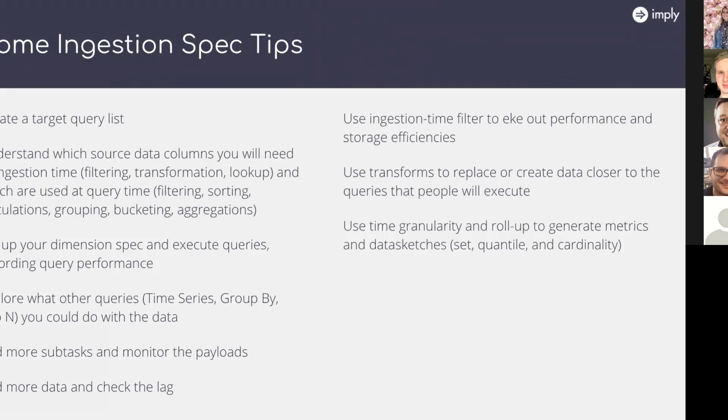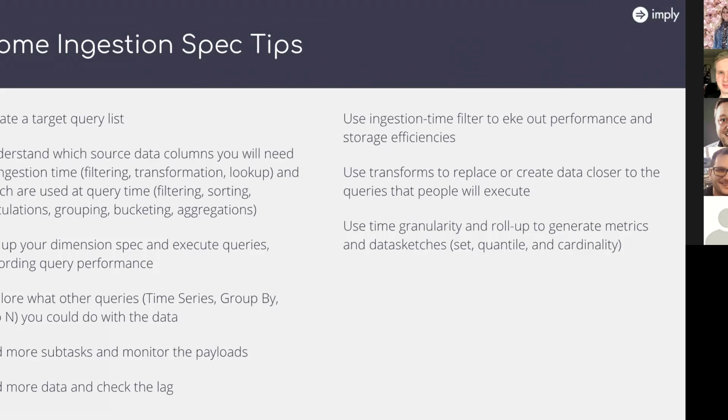And then I'd set up my dimension specs specifically for those columns and for those queries, execute them. And if I was feeling really very good, I'd record the query performance as well and watch that change and monitor that. Then feel free, go and explore what other queries you could do with that data, but focus on what the end user wants first. Think about that communication with the product owner.